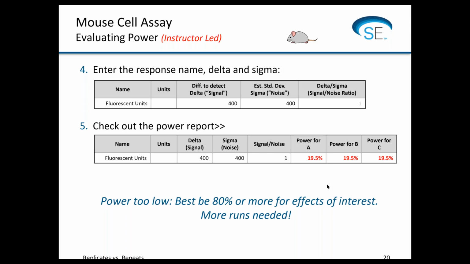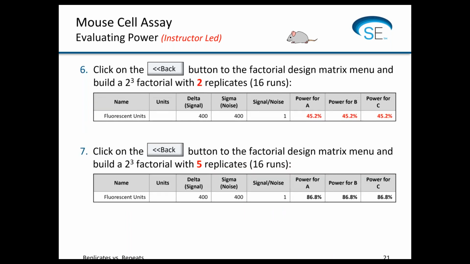That's not unexpected in a 2 to the 3rd. They're very low power experiments, so we know that we have to replicate. The question is how often. Well, you can just click back and tell it you want to do 2 replicates instead of 1 replicate. It retains all the information about the factors and everything. Then you click forward and you say, oh, with 2 replicates, I get up to 45% power. That's a big improvement over 20%.